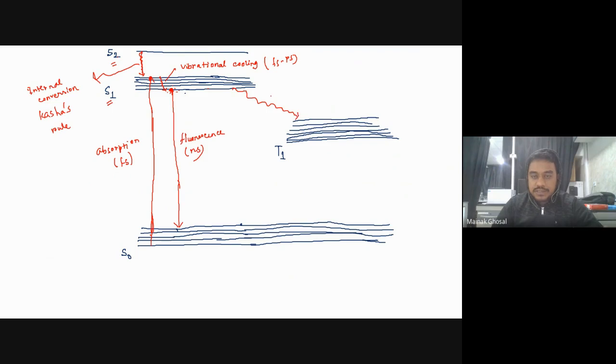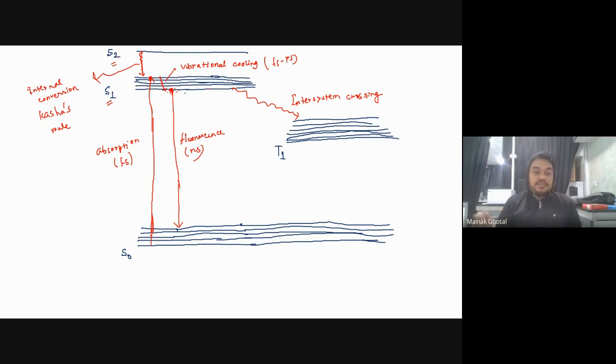From this S1, the molecule can also go non-radiatively to T1. This does not actually happen like this. There are also vibrational levels, and this overlap pushes it to this level, and then vibrational cooling happens. This is known as inter-system crossing. Inter-system crossing means the molecule goes from a state of one spin multiplicity to another state with different spin multiplicity. Suppose it is in S1 and going to T1, this is inter-system crossing. Also, if it is in T1 and going to S1, this is also inter-system crossing.